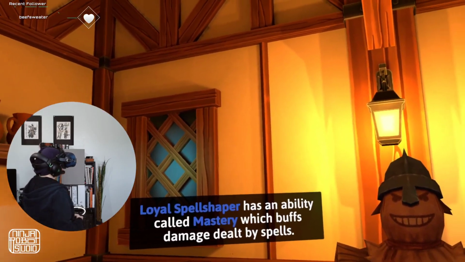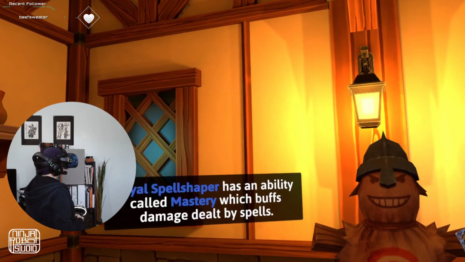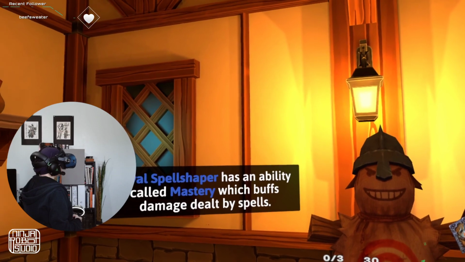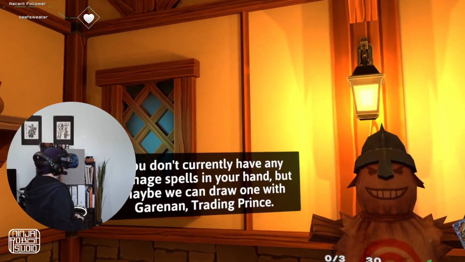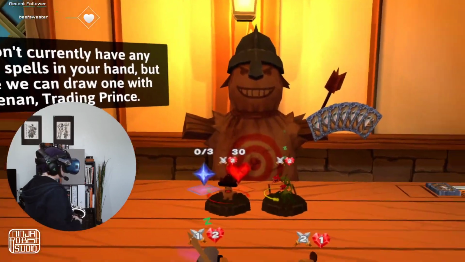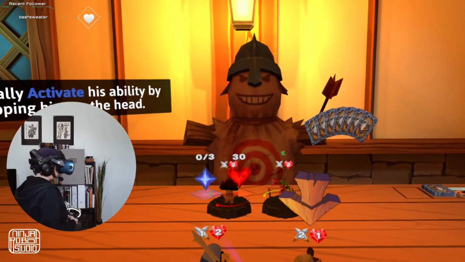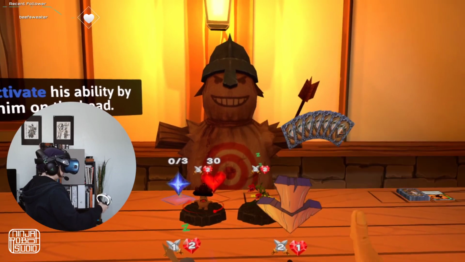Loyal Spellshaper has an ability called Mastery, which buffs damage dealt by spells. You don't currently have any damage spells in your hand, but maybe we can draw one with Garanin Trading Prince. Manually activate his ability by tapping him on the head.